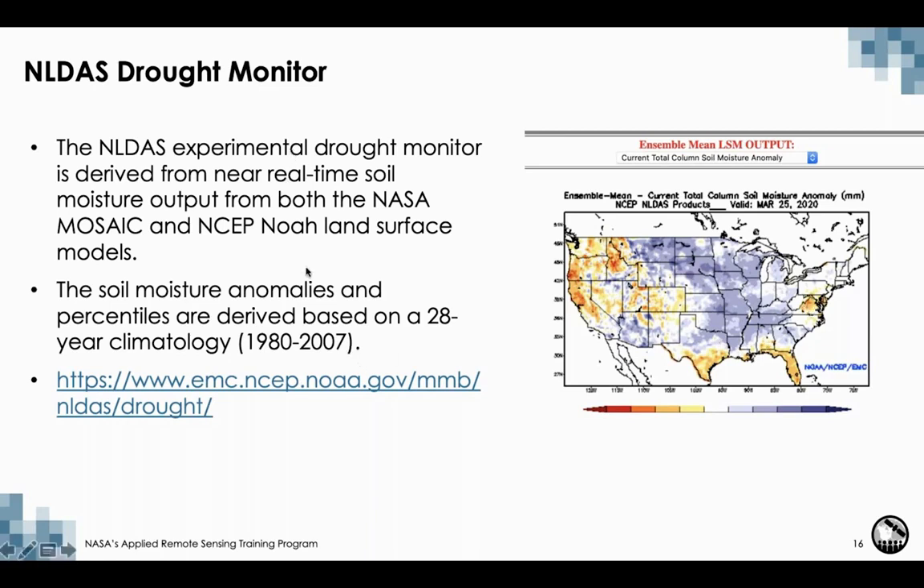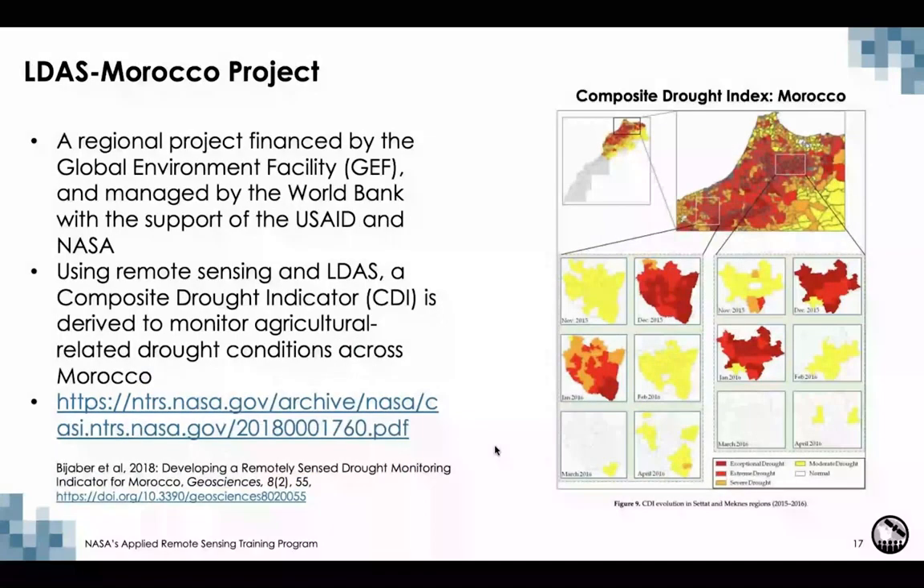And so NLDAS, this is an experimental drought monitoring. It's derived from near real-time soil moisture output from both the NASA MOSAIC and NCEP NOAA land surface models in NLDAS. And the soil moisture anomalies and percentiles are derived from long-term climatological data from 1980 to 2007. And more information can be found here. But basically, soil moisture anomalies and percentile values are used to predict or diagnose how drought, where it is occurring.